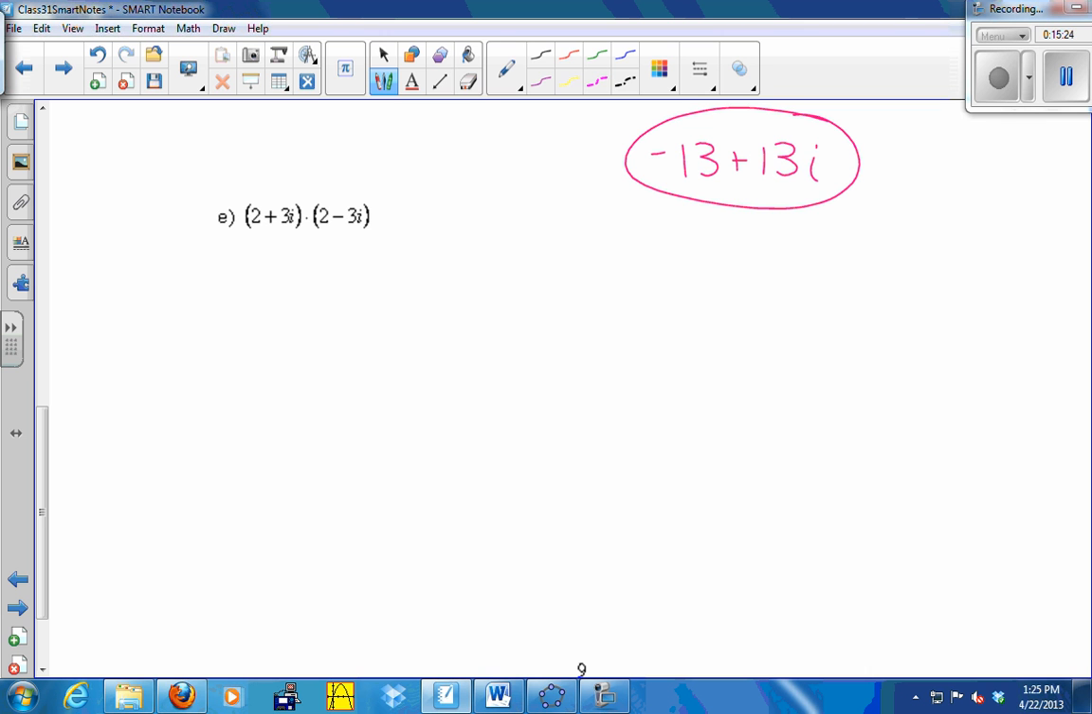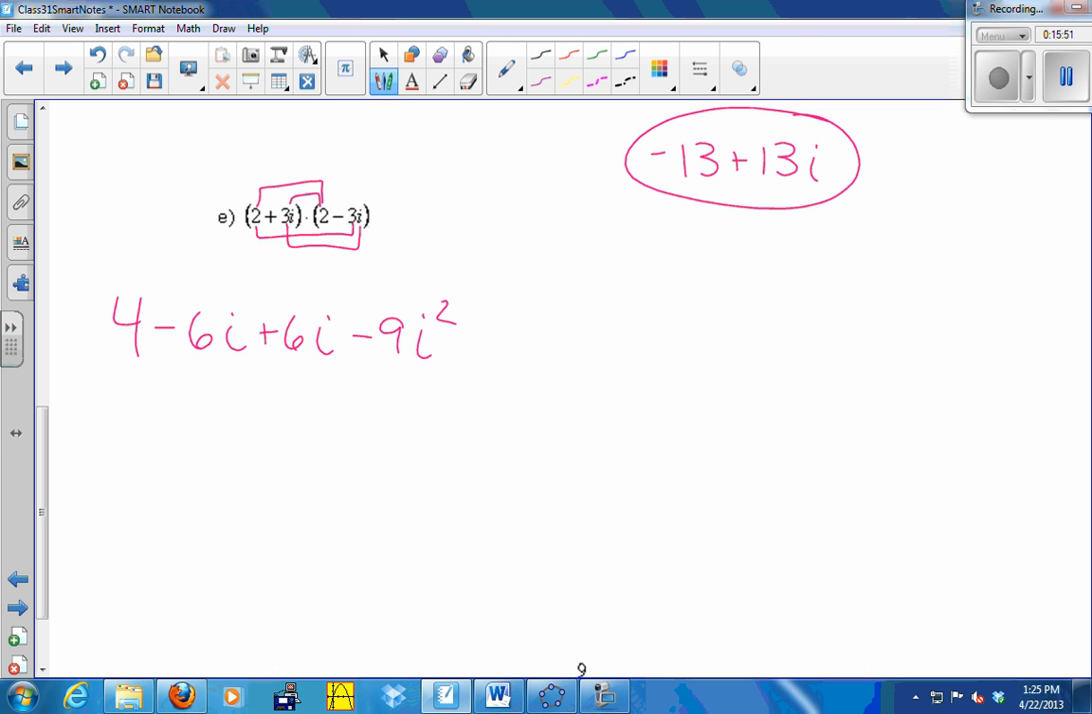All right, so I'm going to FOIL 2 plus 3i times 2 minus 3i. We do first. 2 times 2 is 4. Then the outer, 2 times negative 3i is negative 6i. And then the inner, 3i times 2 is plus 6i. And then the last, which is negative 9i squared.